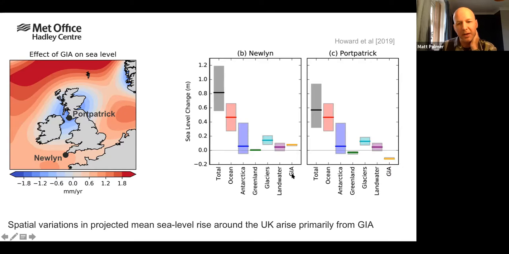Although when we think about the projections, there can be some difference in the Greenland expression, with negative values from Greenland applying to the northern parts of the UK and almost zero contribution for more southerly parts of the UK, to do with the GRD fingerprint. And we'll talk more about that in future slides.